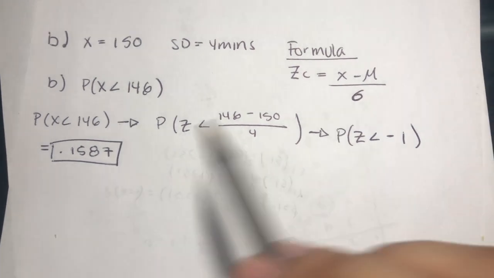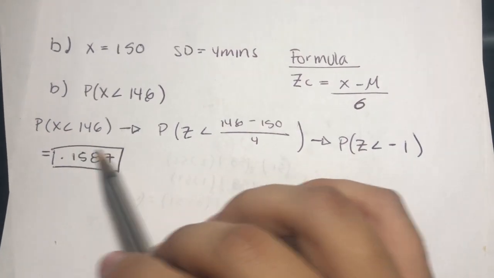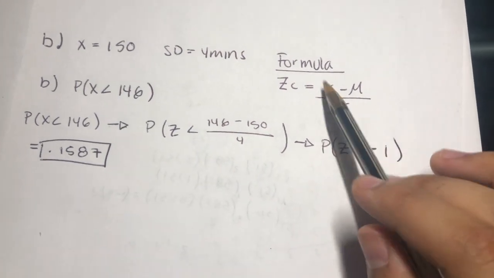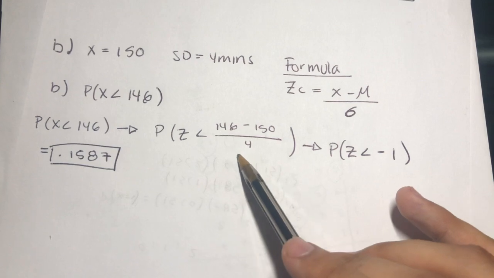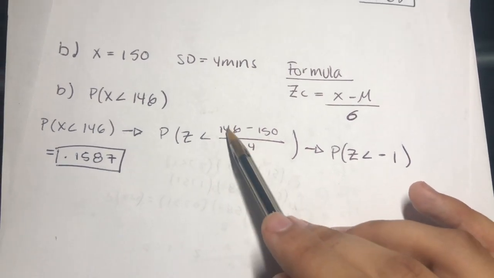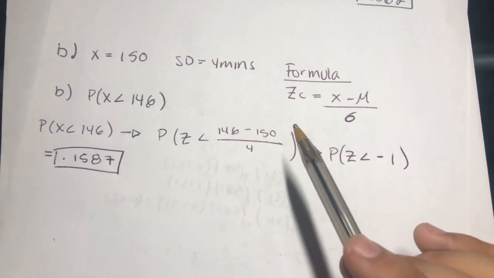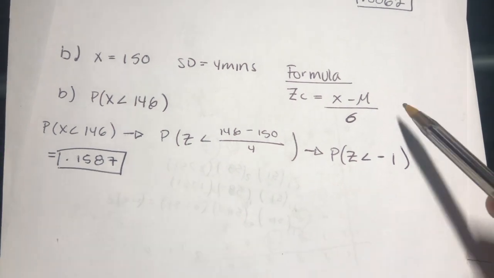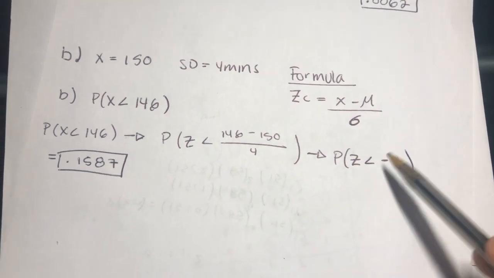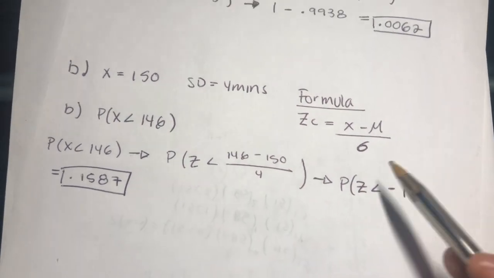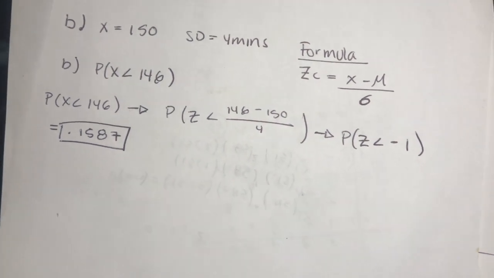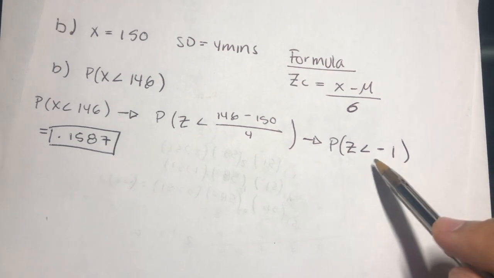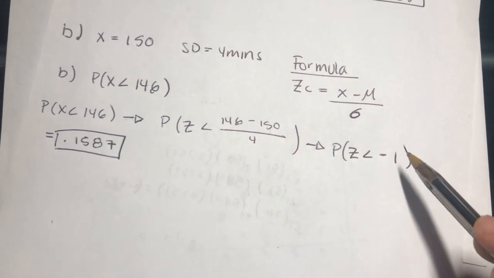standardize. So we have our probability that x is less than 146. We proceed on standardizing using this formula. So we have our x value minus our mean divided by the standard deviation. So we have 146 minus 150, that is negative 4, divided by 4. So that will give us the probability that z is, exactly the same. We change to z because when we standardize, our x value turns into our z-score now. So z is less than negative 1.